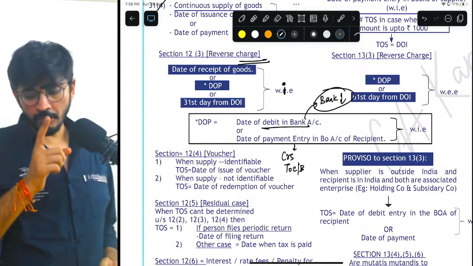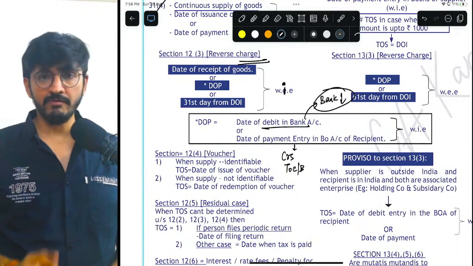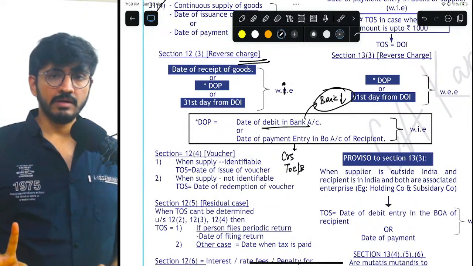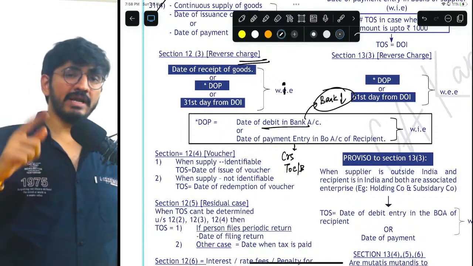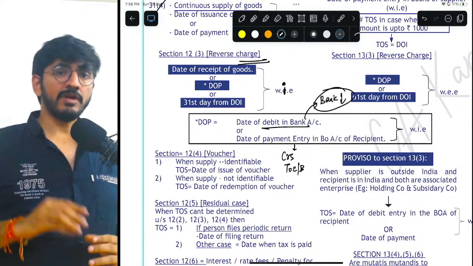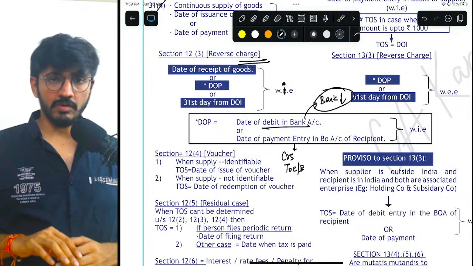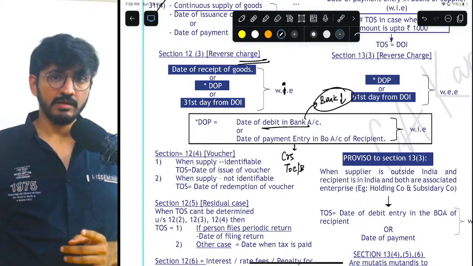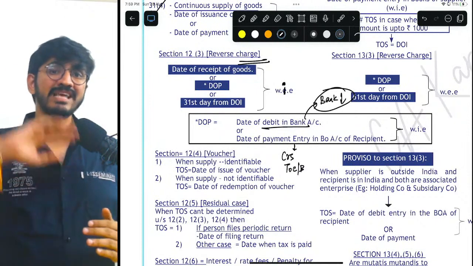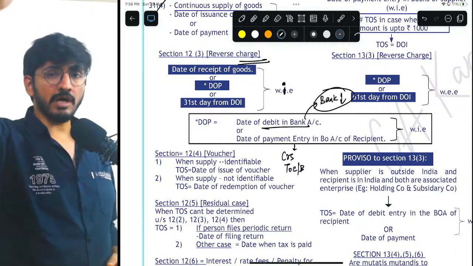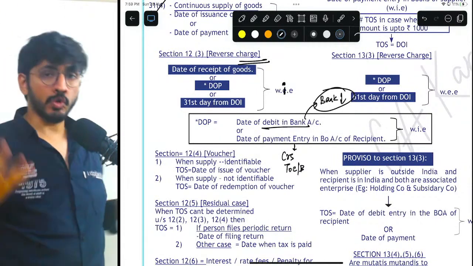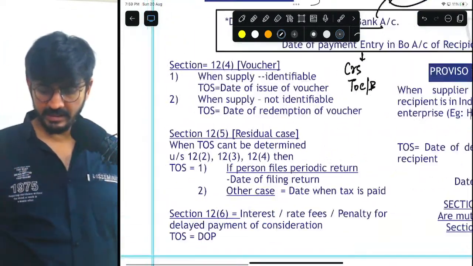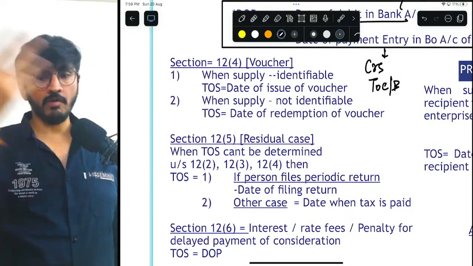Got it? Mark my words, my dear friends. This is a very important aspect that needs to be covered. Since you are talking entirely from the recipient's end, we are talking about date of debit in the bank account, payment entry in the books of accounts of recipient, creditor to cash bank, right? Because here there is an outflow of money because the opposite person is receiving goods.